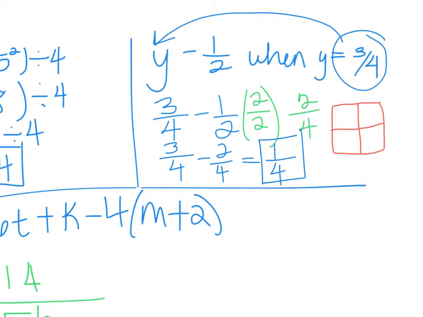Another way you could think about this is draw a picture. So if I have a whole with 4 parts, and then I start off with 3/4, so I have 3 out of 4 of these parts shaded, and then I'm going to subtract out 1/2 of this whole. So if I subtract out 1/2, I'm going to take away half of this, so I would just be left with 1 out of 4 pieces.